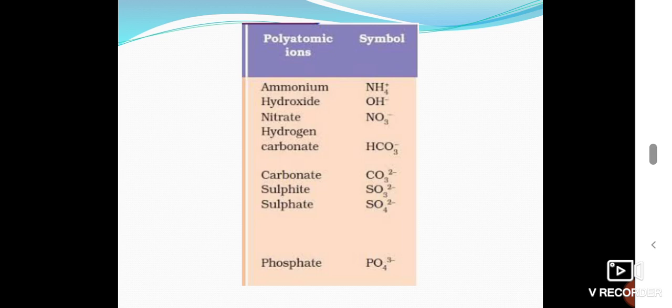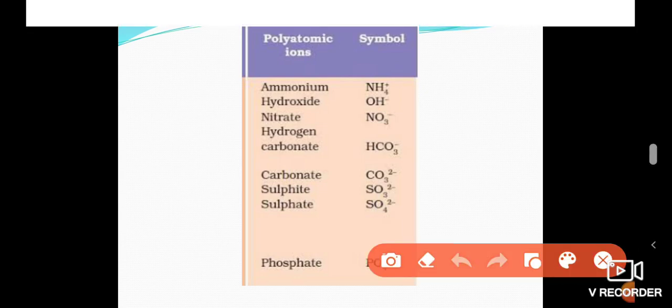Here some more examples are also given. First, ammonium, a polyatomic ion, because it consists of 1 nitrogen and 4 hydrogen and it has a positive charge. So it is a positive ion ending with IUM, that means ammonium. And next one, hydroxide, OH-. It contains 2 atoms, oxygen and hydrogen, and they create the charge minus. It is a negative ion, so it ends with IDE.